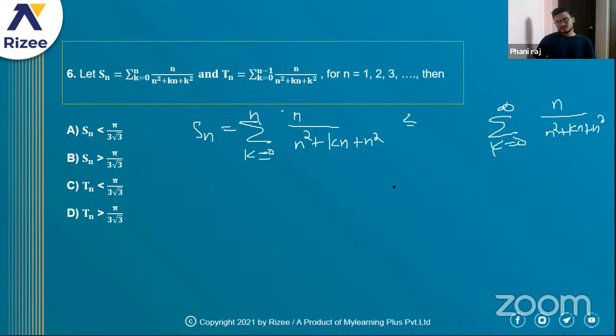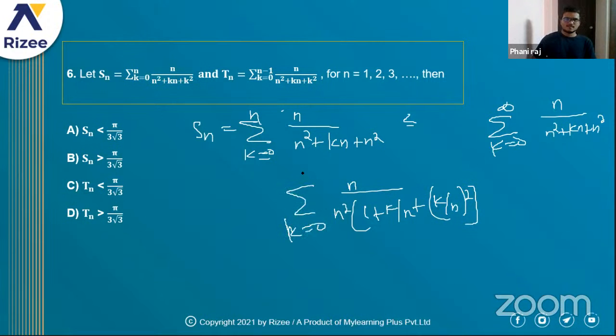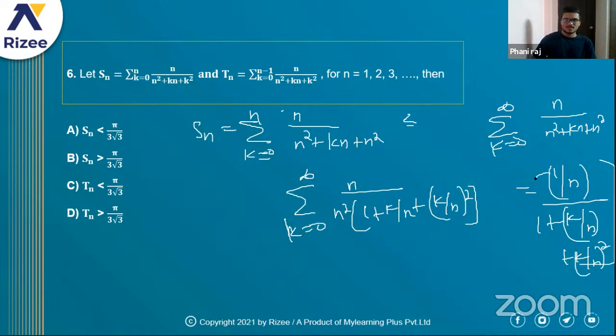How do you do that? This is same as n/(n²(1 + k/n + (k/n)²)), which is the same as (1/n)·1/(1 + k/n + (k/n)²). Correct. This is now the integral from 0 to 1 of dx/(1 + x + x²). You know by completing the squares, this is π/(3√3). So Sn is less than π/(3√3).